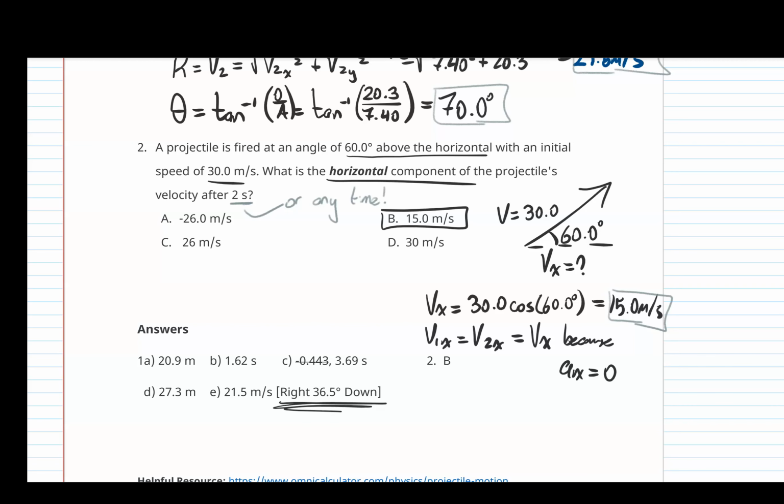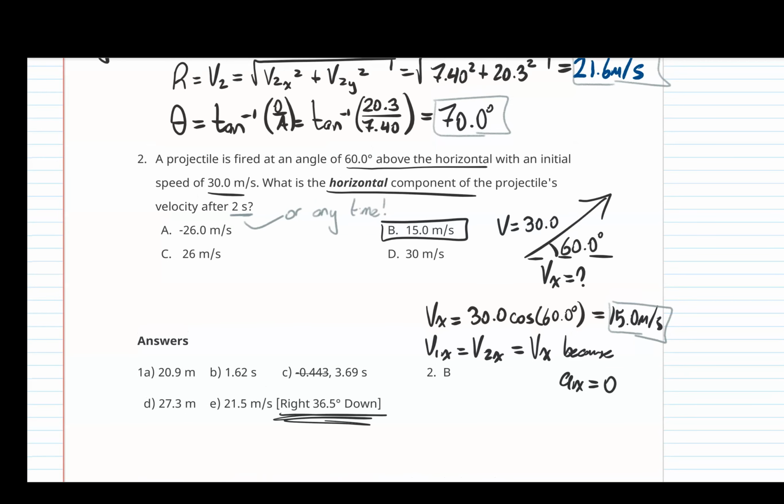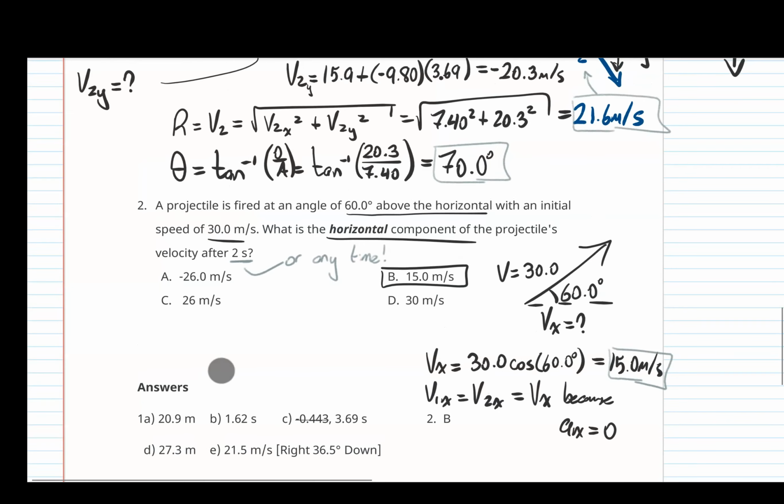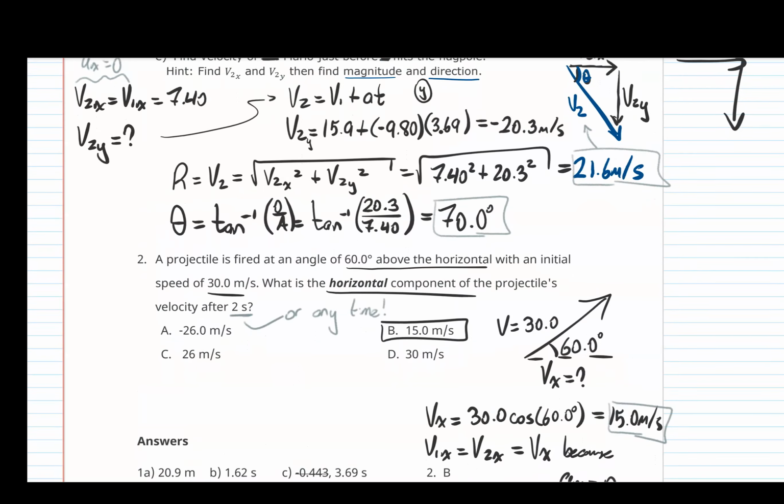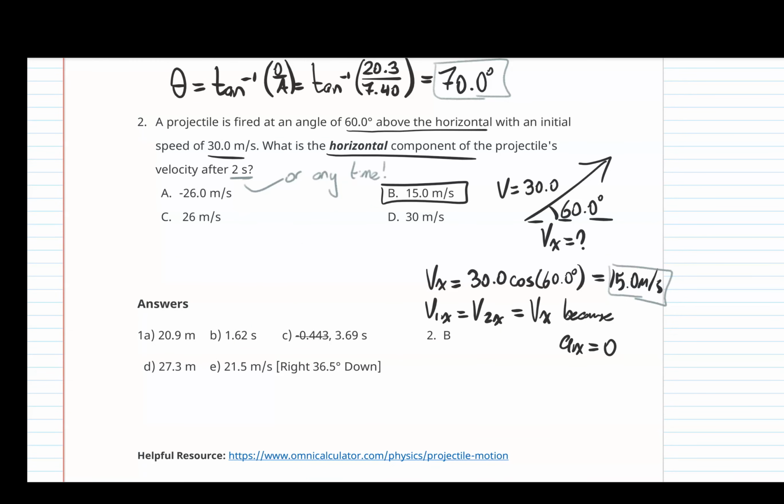It looks like here there is a difference in the answer, right? 36.5 down. I'm not sure exactly why it came out to that. It's possible I made a mistake in my answer key, but I recommend that you try the calculations yourself, and it's quite possible that this answer is not correct. It would maybe be right, 70.0 degrees down.